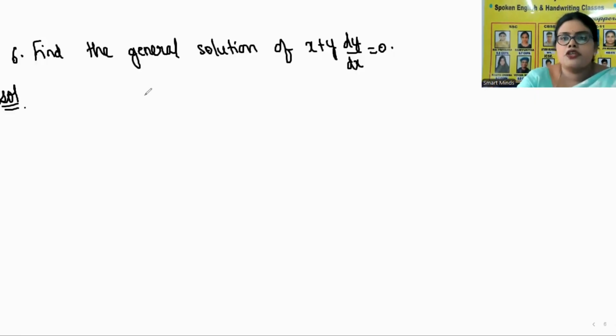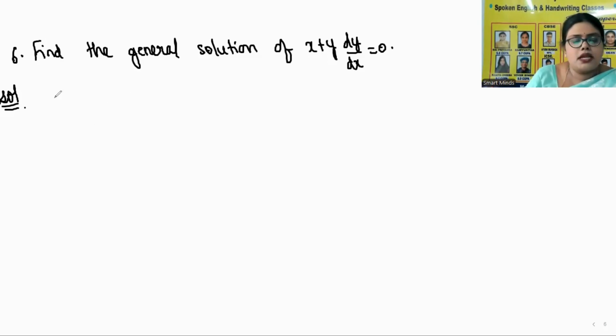Take the next question. Find the general solution of x plus y dy by dx is equal to 0. So these are the three important models. One is order and degree, or they will ask you to form a differential equation, or they will give you the general solution. These are the only three probable questions which can be asked.